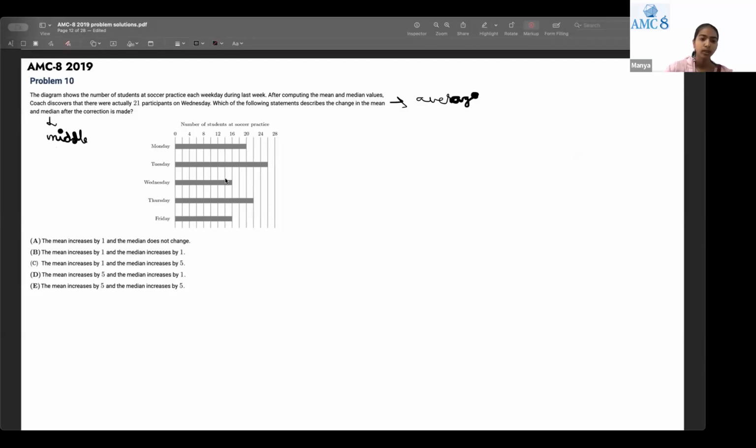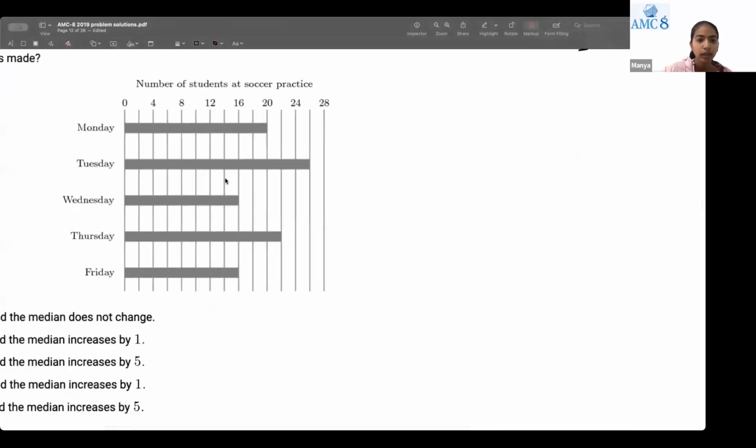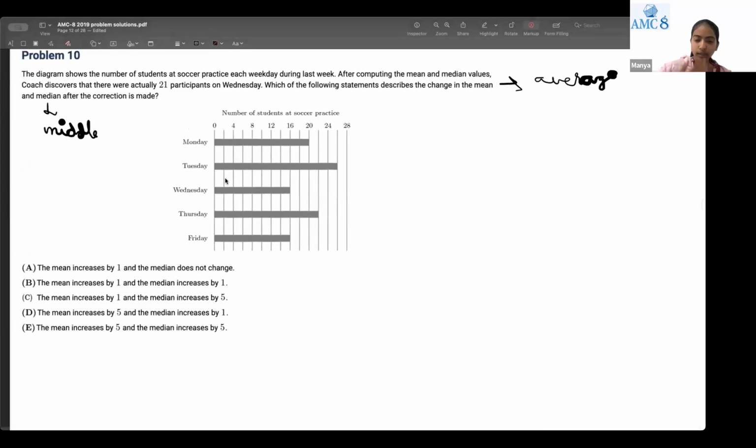So in this graph, they told us the number of students who participated. On Monday, it's going to be 20. On Tuesday, it's going to be 26. Wednesday, 16. Thursday, 22. And Friday, 16. So I'll just write this here.